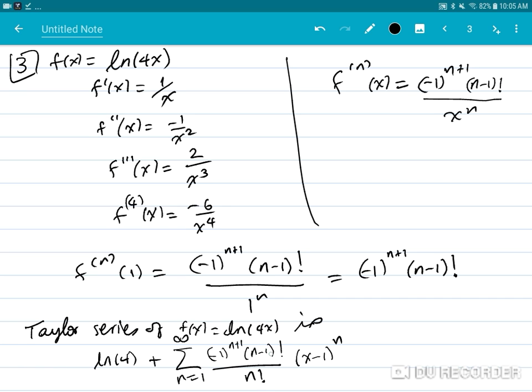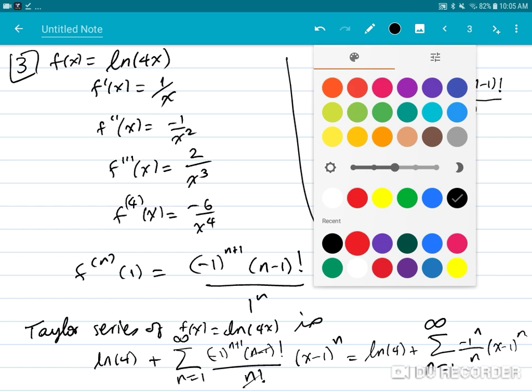Now this guy cancels with most of the n factorial except the n. Okay, so that gives you natural log of 4 plus the sum, n from 1 to infinity, of minus 1 to the power of n plus 1 over n, times (x minus 1) to the power of n. And that's the final answer.